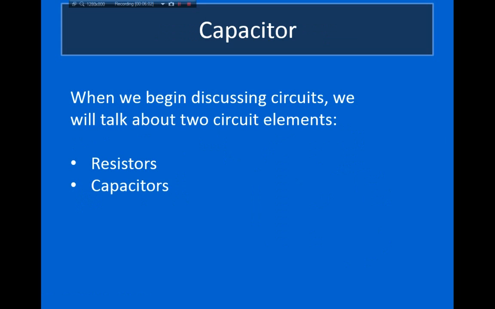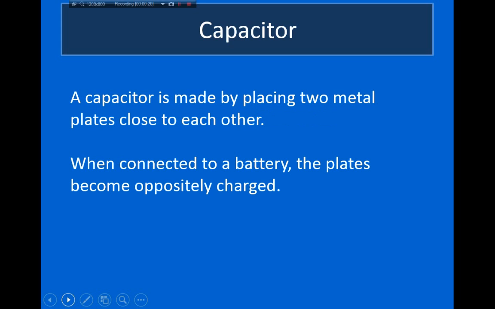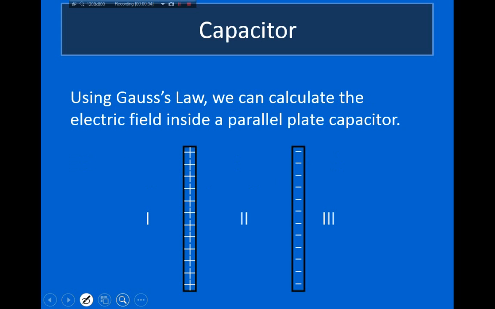So the last thing that I want to do is talk about something called a capacitor. A capacitor is one of the two circuit elements that we'll talk about a little bit later in the year. What a capacitor is, is two metal surfaces which are placed extremely close to each other. And when these two metal surfaces are connected to opposite ends of a battery, opposite charge will build up on those two surfaces. So what I want to do is use Gauss's law to calculate the electric field outside of these two metal plates, as well as in between the two plates.